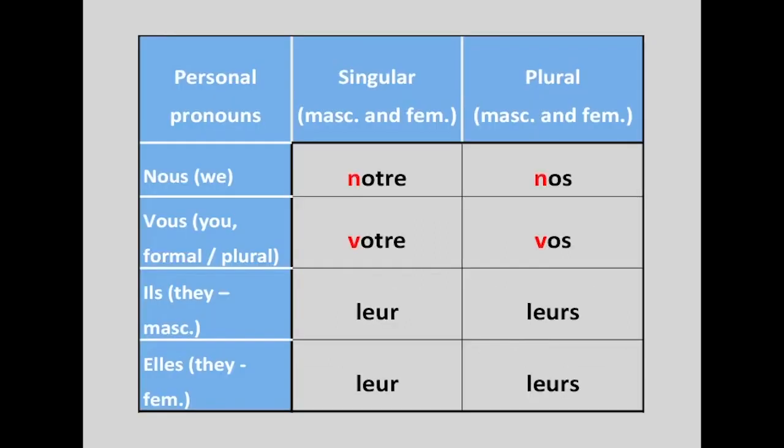Here's a table that summarizes the next 4 possessive adjectives and their inflected forms. Again, as you may have noticed, the possessive adjectives that conform with il and elle are identical. Also, there is hardly much difference between the possessive adjectives corresponding to nous and vous. The letter V replaces N for the plural form of the second person. Notre and nos become votre and vos.